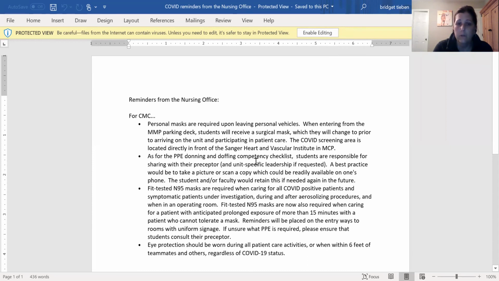You guys should have the Twizzle app now on your phones. It was sent out by Dr. Hopkins and several others in the past several weeks, that you should do that screening and be able just to show that on your phone as you come through the checkpoint.